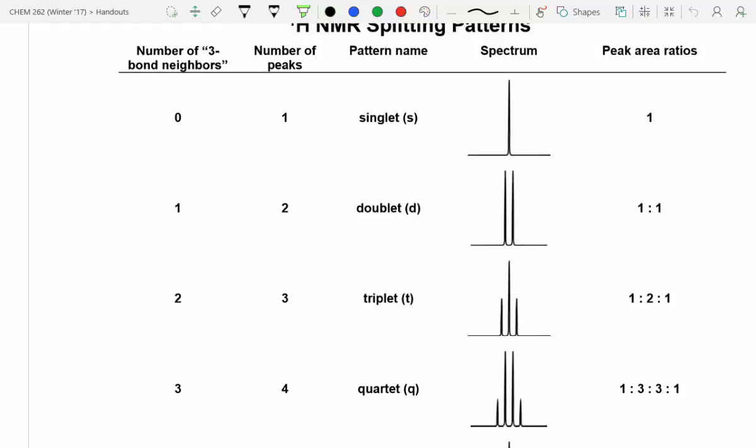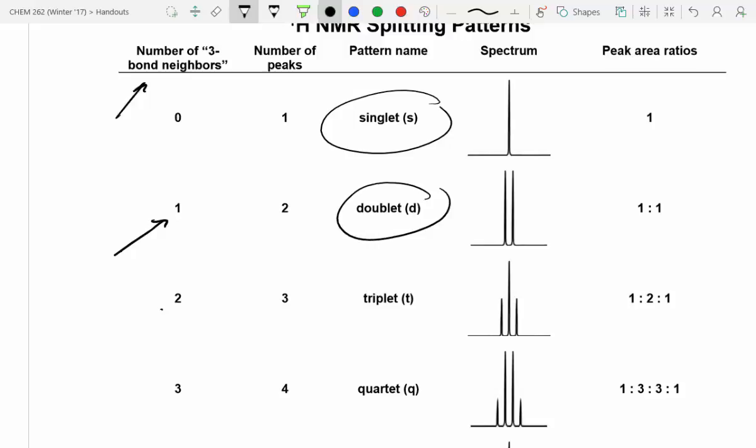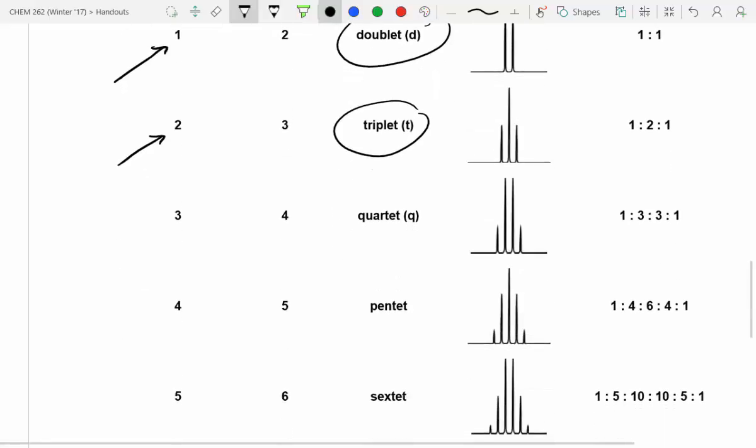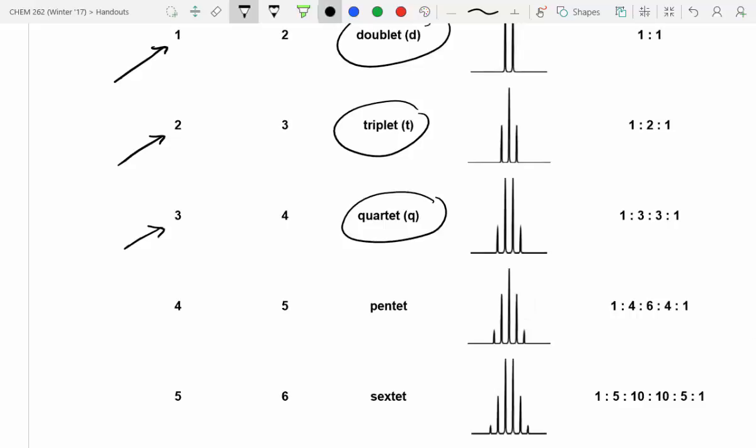So if you've got neighboring protons, you typically are looking at 3 bond neighbors or 2 bond neighbors, right? So if you guys see the HBs that I drew, they were 3 bonds away from HA. And if you have no neighboring protons, your peak isn't split at all. It will show up as a nice singlet. If you've got one of those neighboring protons, like we saw with HB, it's going to be split into a doublet. If you've got 2 3-bond neighbors, it's going to be split into a triplet. 3 3-bond neighbors, it's going to be split into a quartet. 4 will be split into a pentet, and the pattern gets more complicated.